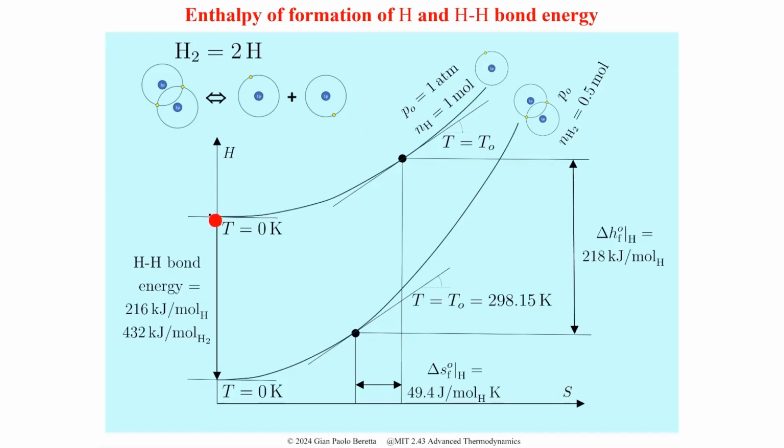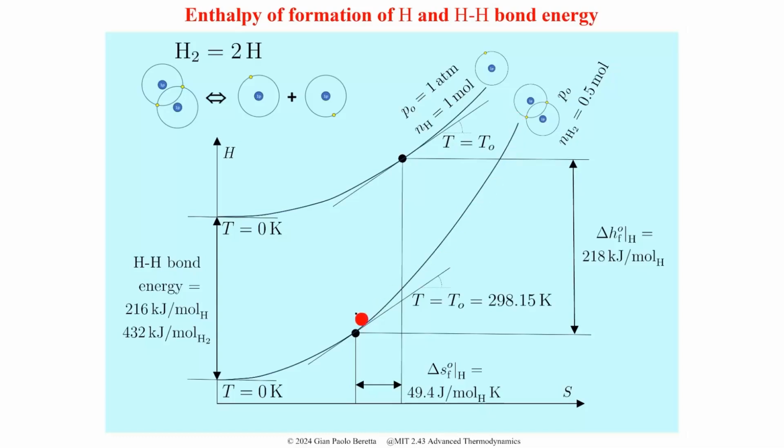So here I'm drawing the E versus S, or actually the enthalpy versus S curve for the stable equilibrium states of atomic hydrogen. This is atomic hydrogen in the amount of one fixed amount, 1 mole, and at standard pressure, 1 atmosphere.